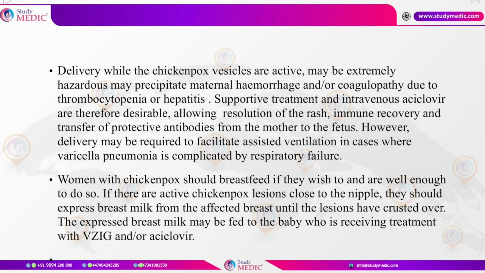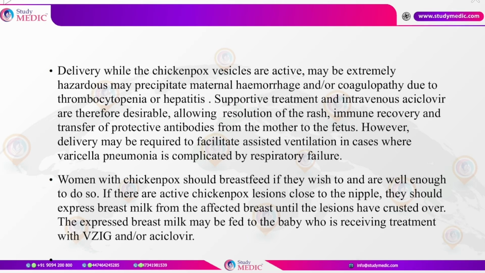Delivery while the chickenpox vesicles are active may be extremely hazardous and may precipitate maternal hemorrhage and coagulopathy due to thrombocytopenia or hepatitis. Supportive treatment and intravenous acyclovir are therefore desirable, allowing the resolution of rash, immune recovery, and transfer of protective antibodies from mother to fetus. However, delivery may be required to facilitate assisted ventilation in cases where varicella pneumonia is complicated by respiratory failure.